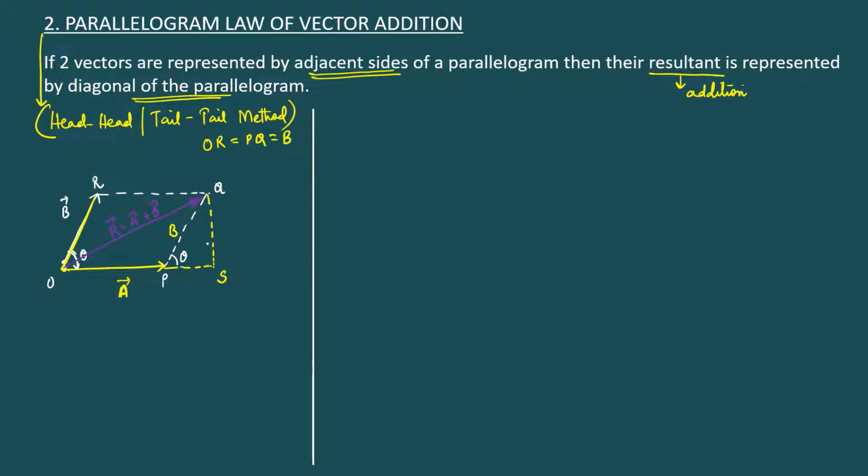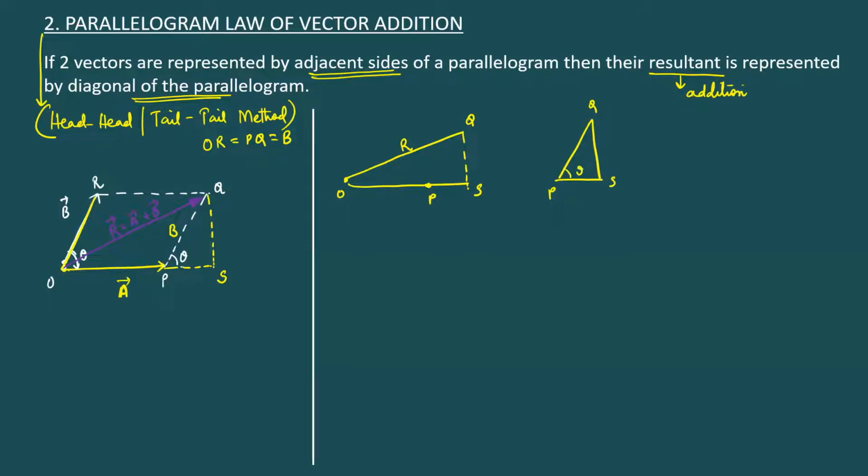Now, how do I find that? As you can see, there are two triangles in this, so let us separate them out. One triangle is OQS, where OQ is the resultant, and the other triangle is PQS. You can clearly check that there are two right angle triangles, PQS and OQS.